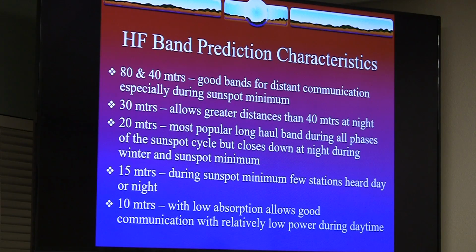30 meters is greater than 40 at night. Again, the ionosphere cools down and the F layers converge. 20 meters is very popular during the day, but it closes down at night, especially during the winter, the sunspot minimum. So you'll hear 20 meters is real active during the day. At night, it gets dead. And in return, 30 and 40 meters pick up during the nighttime.